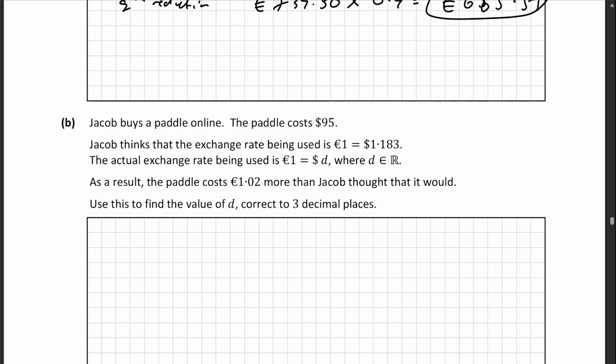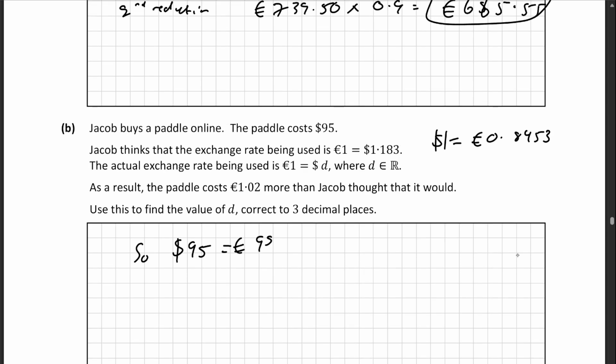Okay, so I'll convert the dollars into euros first. So if €1 is $1.183, then $1 is 1 divided by 1.183, which to the same degree of accuracy is 0.8453. So $95 at the original proposed exchange rate is 95 times 0.8453, which is 80.3035.